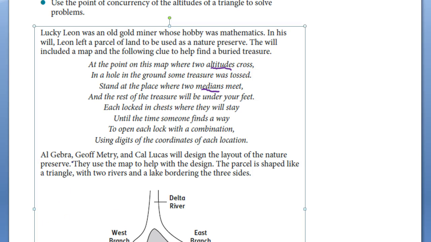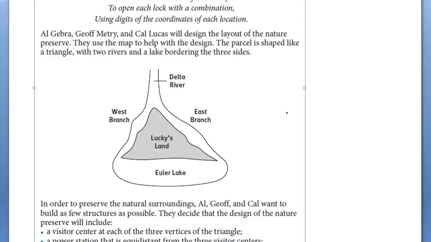Okay, we have Al, Jeff, and Cal, and they're going to design the layout of the nature preserve. They use the map to help with the design. The parcel is shaped like a triangle with two rivers and a lake bordering the three sides. So here we have this triangle piece of land that was willed for the nature center, and we have these rivers, and then we have this lake down here.